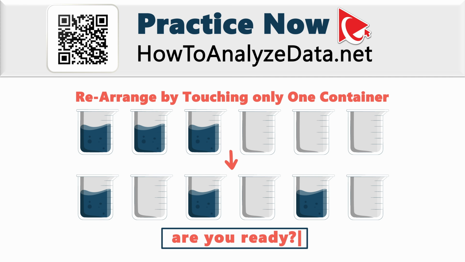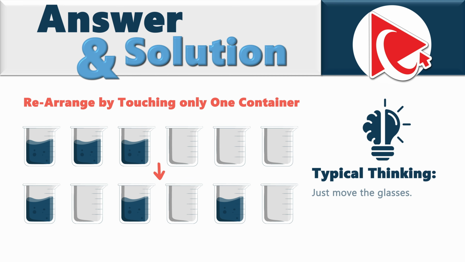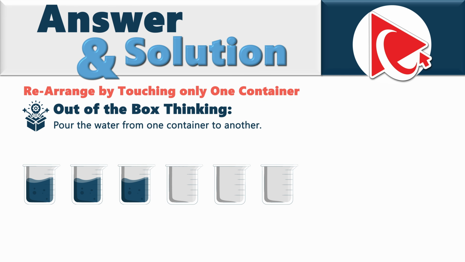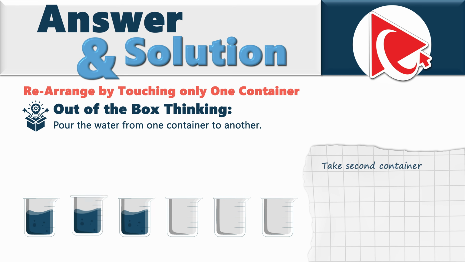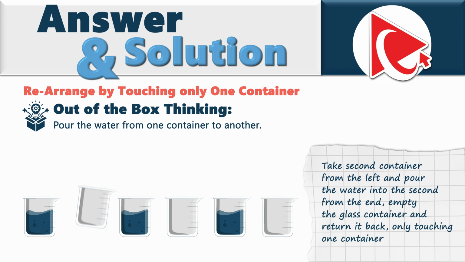Are you ready to showcase your solution? Typical way of thinking to solve this question is just to move the glasses. And to move the glasses, it requires you to touch 2 containers. But to actually solve it, you need to think out of the box. And out of the box thinking is rather simple. You need to pour the water from one glass to another. Take the second glass from the left and pour the water into the second from the end container. Empty glass container and return it back, only touching one container.